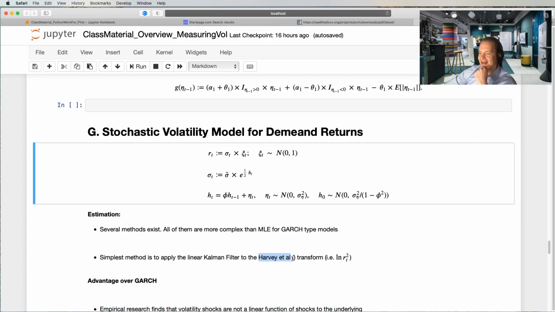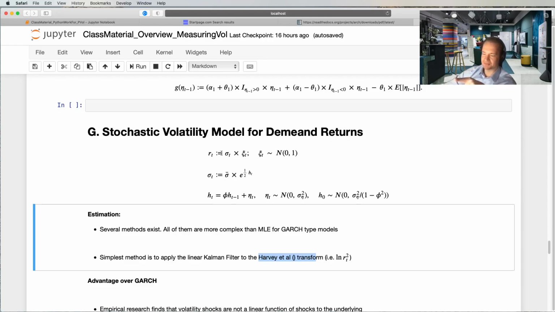And Harvey, what he's going to do, and we cover that later, he is just making a little data manipulation to get the HT into the drift.